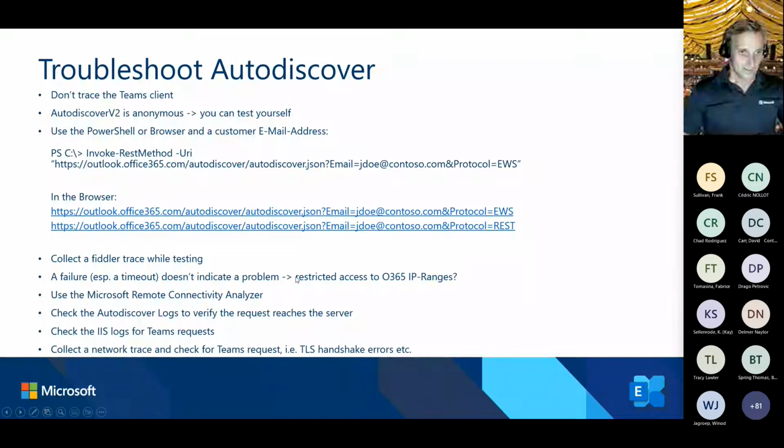So what else can you do? You can use the Microsoft Remote Connectivity Analyzer. There's also an Autodiscover check if you prefer to use that one. It doesn't provide as many details as you can see in the Fiddler trace.